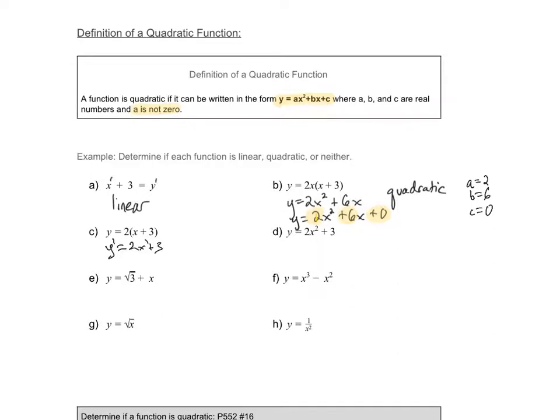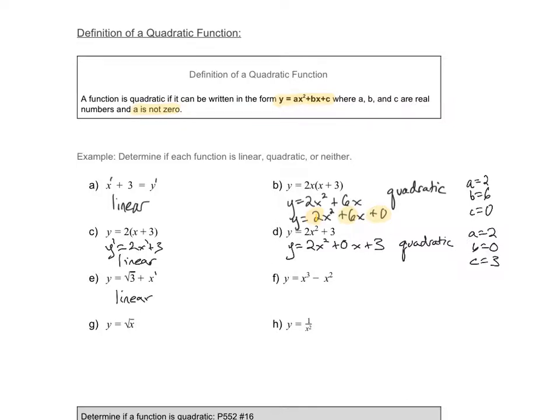All right, looking at c, even if we simplify this, we still have highest power for x is 1. So this one also is linear. And for this one, we can write it as 2x squared plus 0x plus 3, which means that it is quadratic. And if I need to, I can identify a is 2, b is 0, and c is 3.